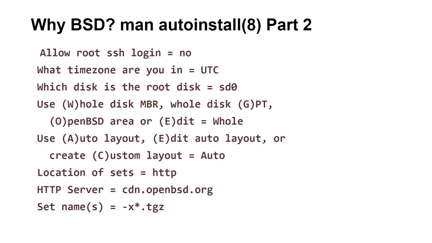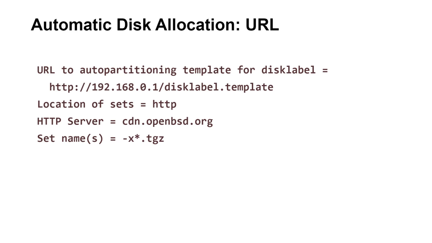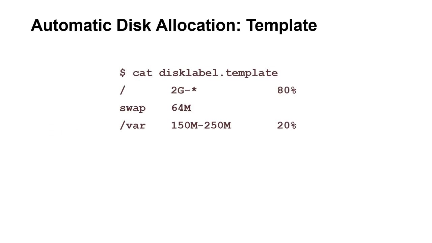If you're like me, and you want absolute control over your disk layout, don't choose auto for the partition layout. Instead, you can write what's called a disklabel template, and provide that template to auto-install with this line, URL to auto-partitioning template for disklabel equals, and then a path somewhere on your network to the file. The disklabel template format is very simple. Each line represents a mount point. The first field is the mount point, root for example, or /var, or just the word swap for the swap partition. The second column is the desired size of that partition, and ranges are okay here.